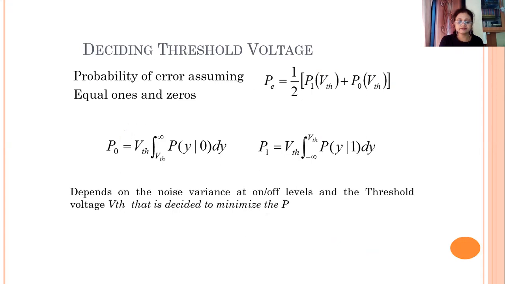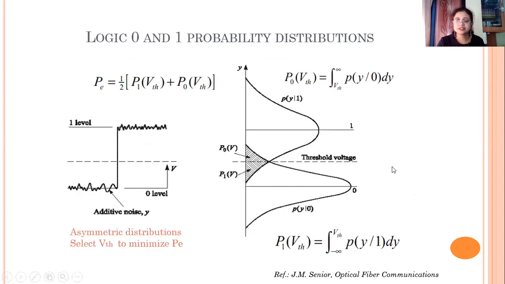So depending on the noise variance at on-off levels and the threshold voltage, the threshold voltage VTS decides the detection process, the decision efficiency, and can reduce the error probability. So it's very important to decide the level of the threshold voltage. Generally, student, it is kept midway between. But as I explained, because of the asymmetric distribution, the threshold level can be arranged by lots of trials and errors.